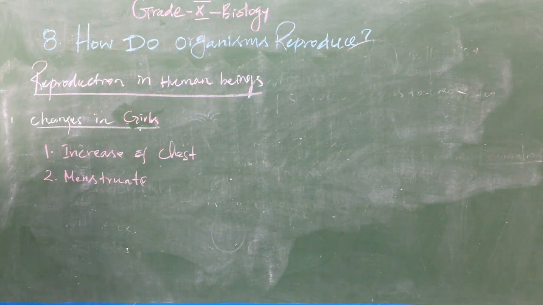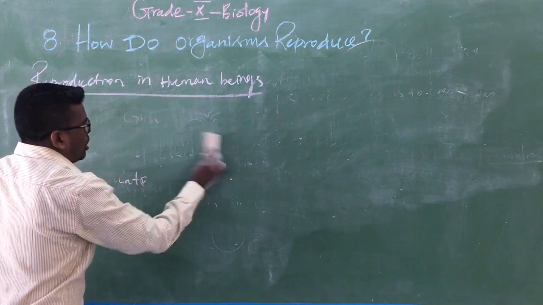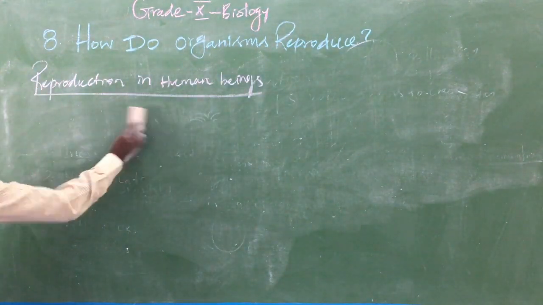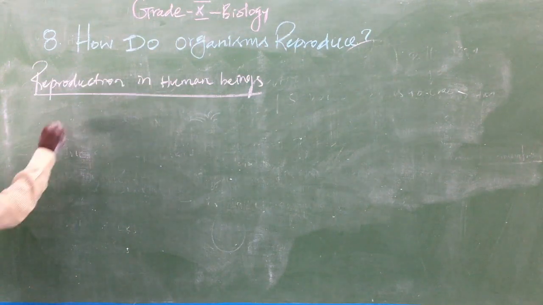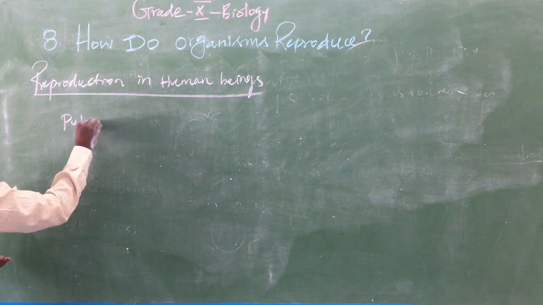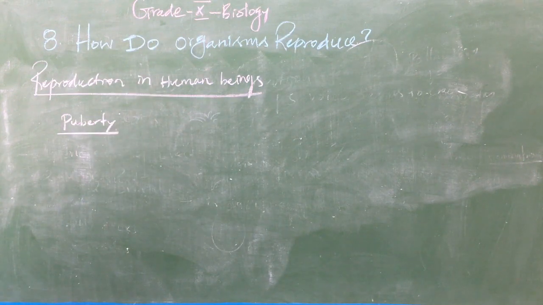After this, the reproductive organs start to grow or become mature. That is called puberty. This is very important. This question was asked in the last public exam. So what is meant by puberty?